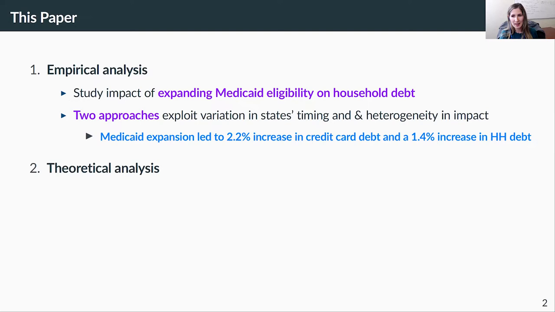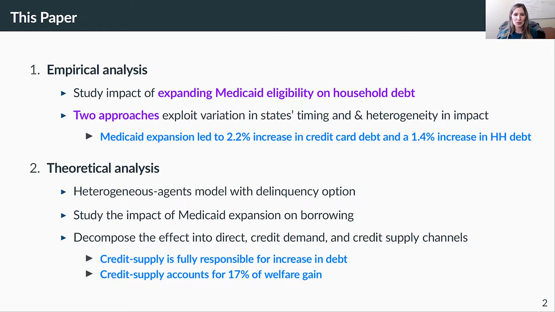To say more about the channels at play, we then construct a heterogeneous agents model in which households are going to be subject to medical expenditure shocks. They're going to be able to borrow, and they're also going to have the option to go delinquent on their debt.